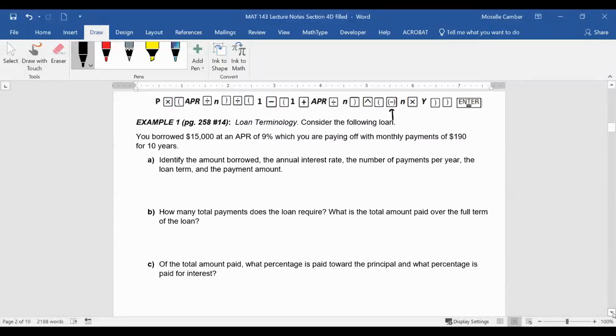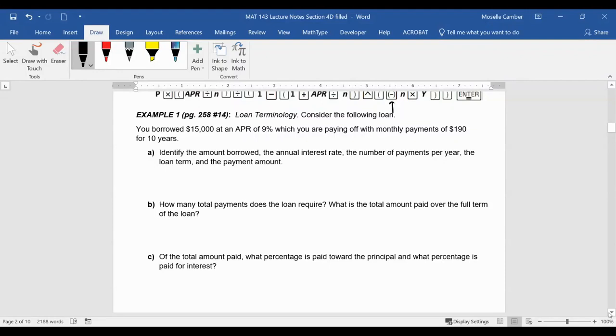Okay, let's do an example. Let's say you borrowed $15,000 at an APR of 9%, which you're paying off with monthly payments of $190 for 10 years. Part A: identify the amount borrowed, the annual interest rate, the number of payments per year, the loan term, and the payment amount. So in other words, we're going to find all of our variables.